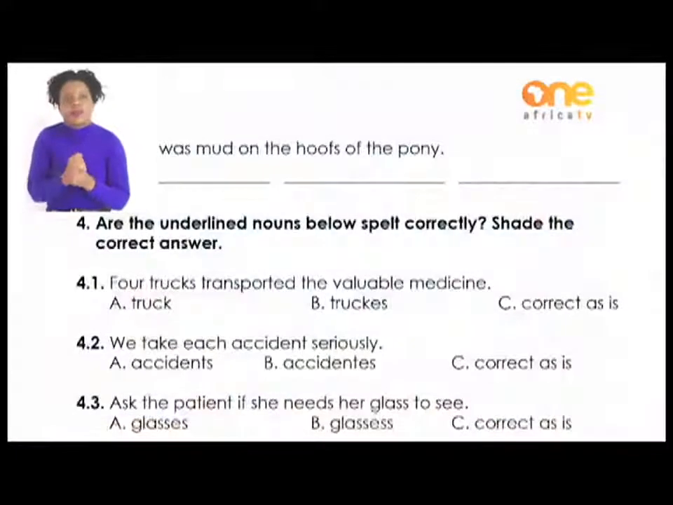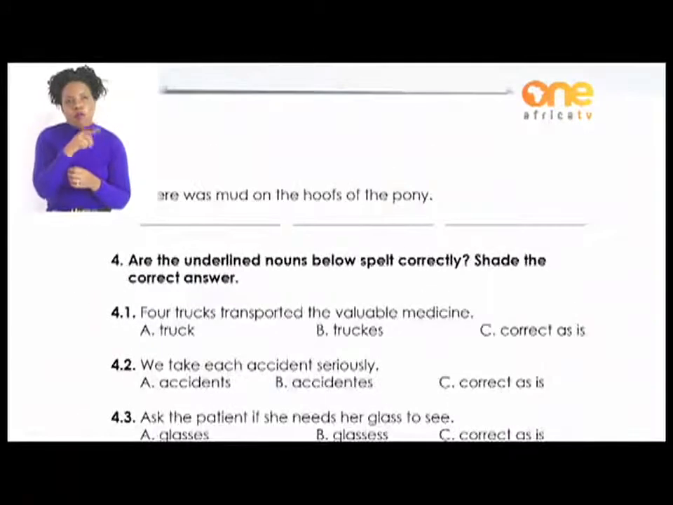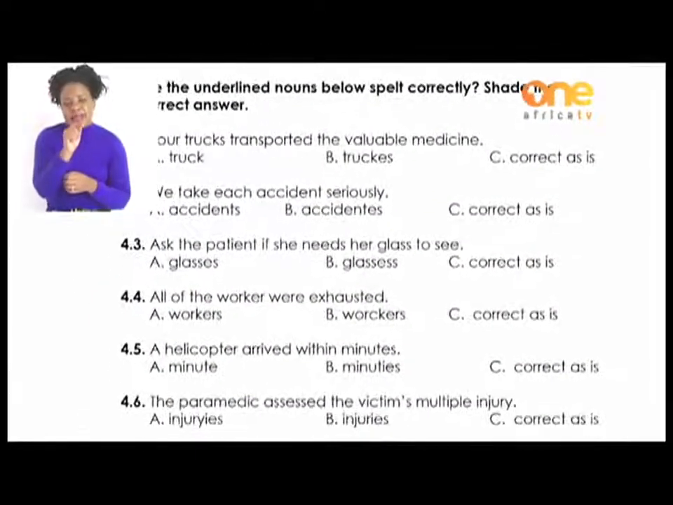Activity 4. Are the underlined nouns below spelled correctly? Shade the correct answer. 4.1. 4 trucks transported the valuable medicine. So for A, we have truck, B, we have trucks, or C, is it correct as it is? The answer is C. It's correct as it is.